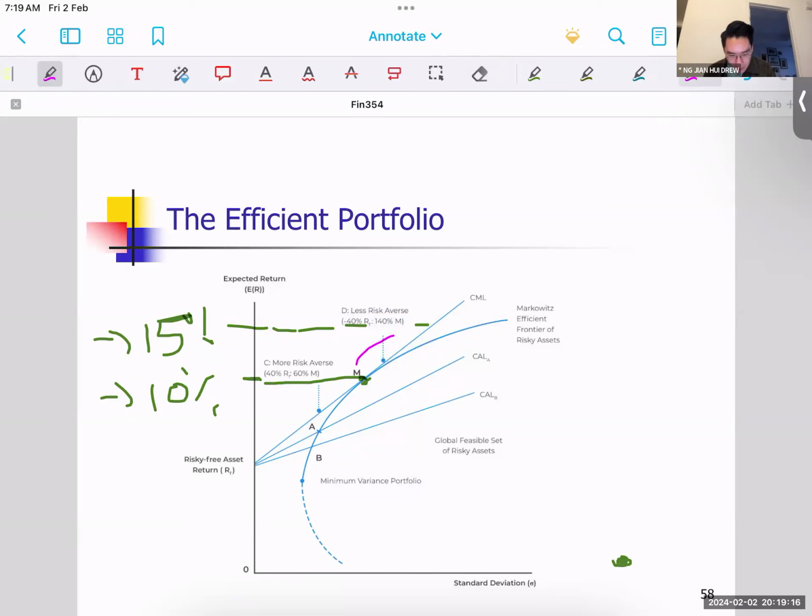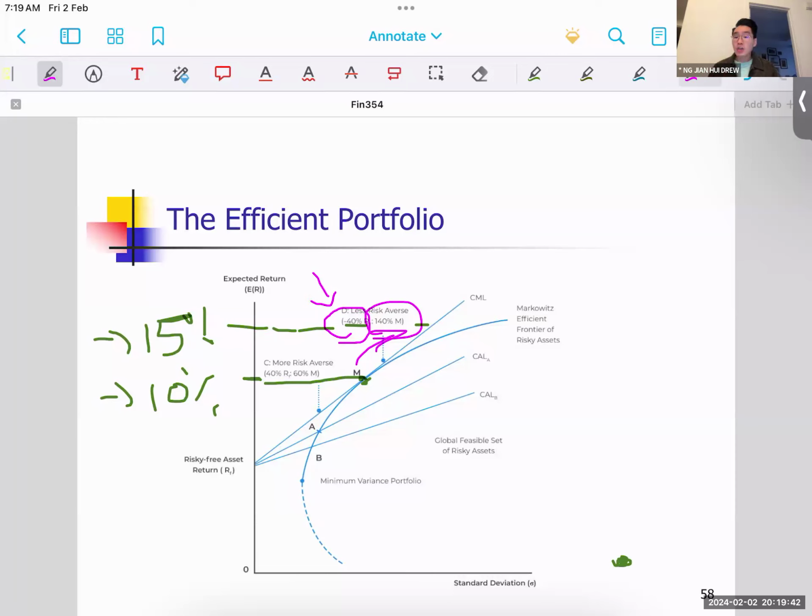You need to move up the straight line. Can you see? And how do you move along the straight line? This is kind of being explained here. This and this, minus 40% and 140% of M. So what is it trying to mean? Let me try to explain to you in simple terms.